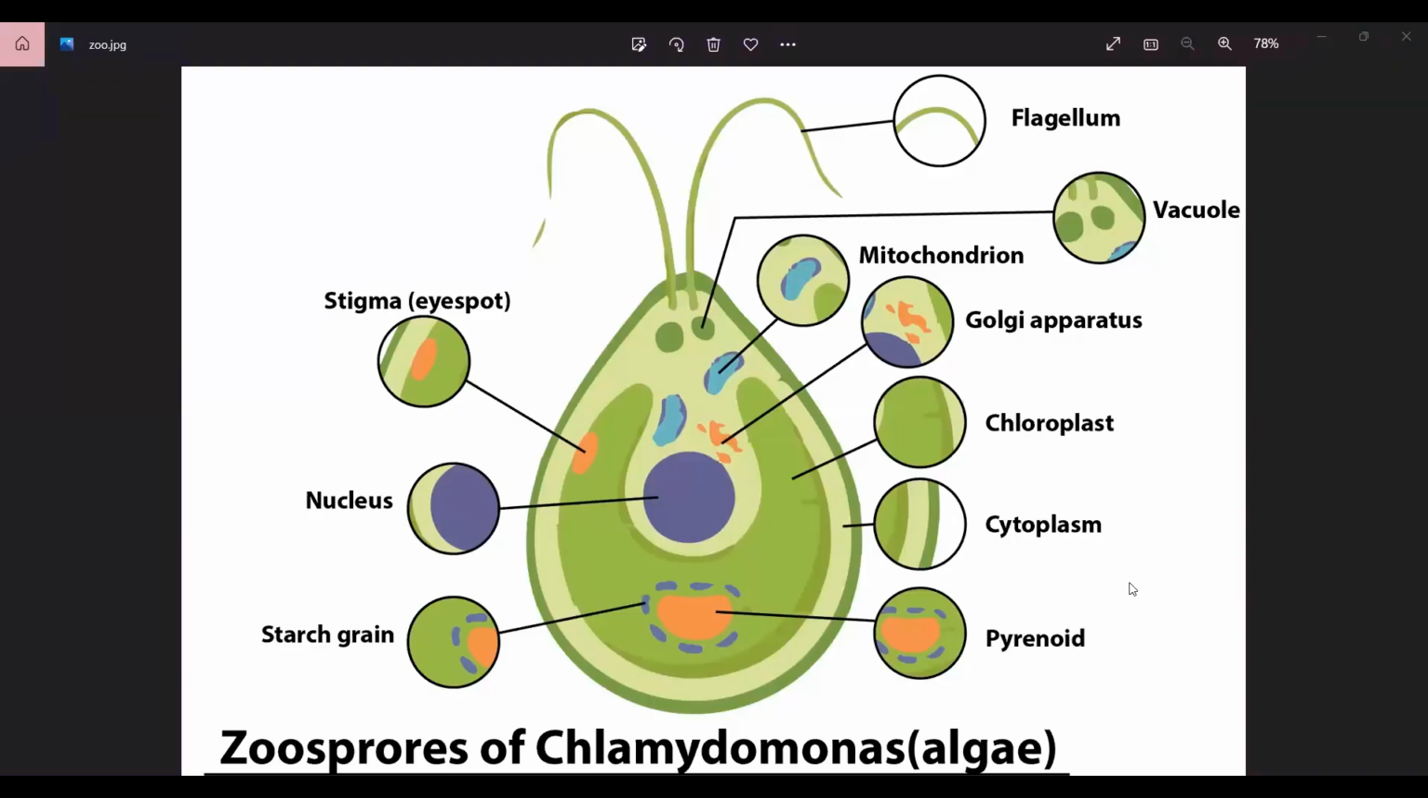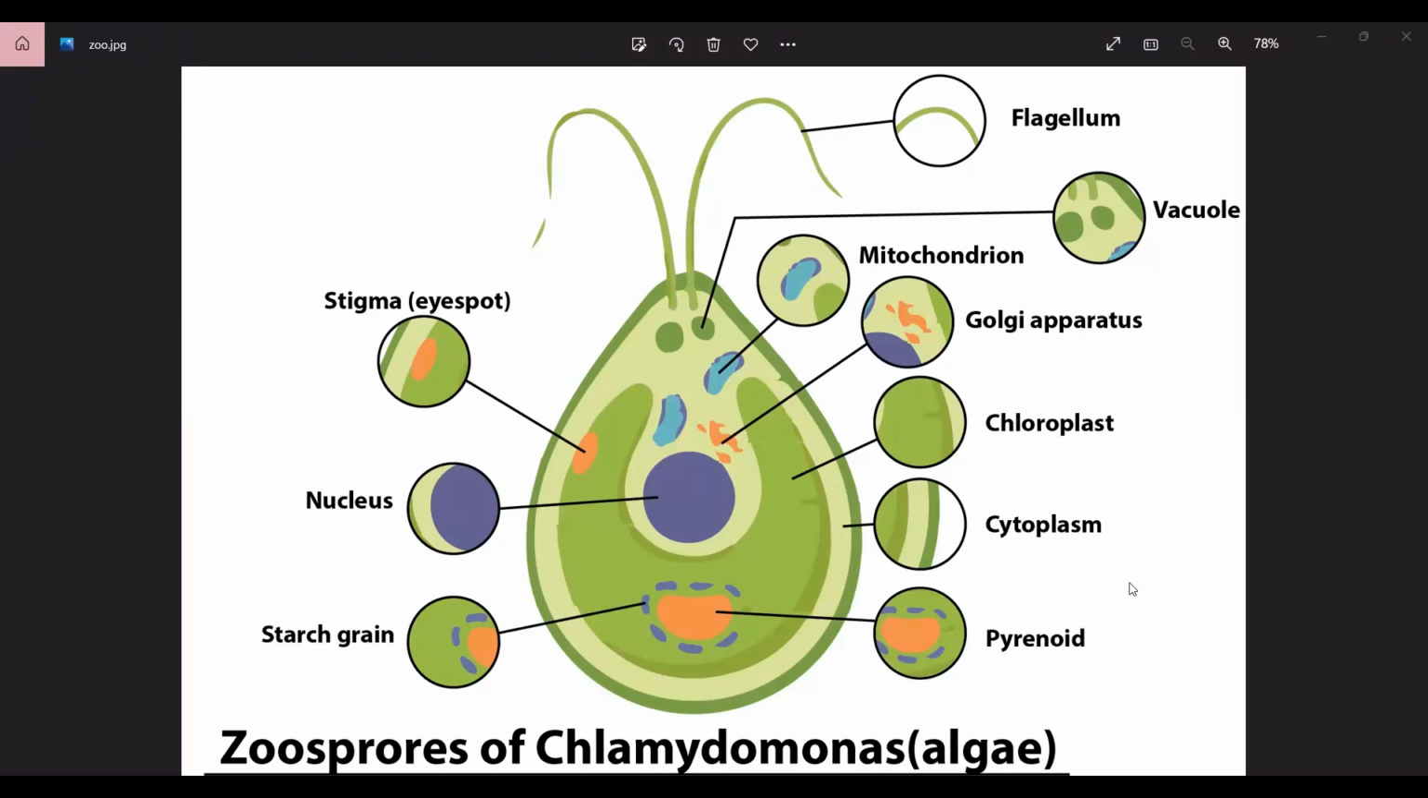Now, we'll be watching another, and that is going to be your zoospores. The one you're seeing on the screen now is a zoospore, which has flagella. The spores which are motile, which have their own flagella that enable them to move in the water currents, are the zoospores that you are now seeing on your screen.